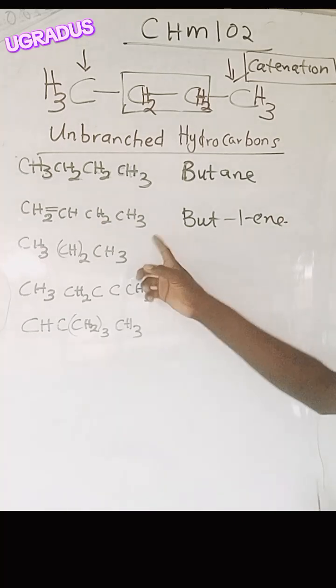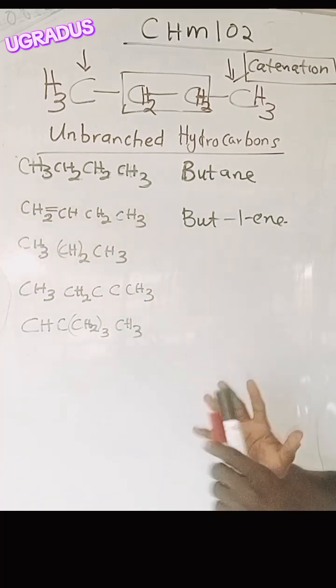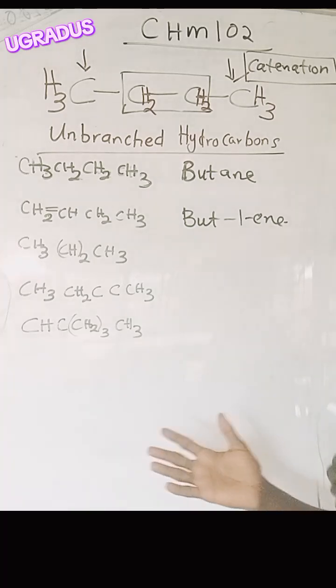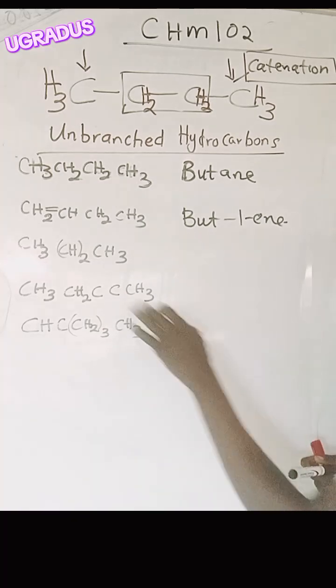And please, not but 3 ene. You cannot count from here, 1, 2, 3. No. Rather go to the other side and count from here. Always check both sides and look for the possible lowest number that can give you your double bond. So the compound here is but 1 ene. So how do we name this one?